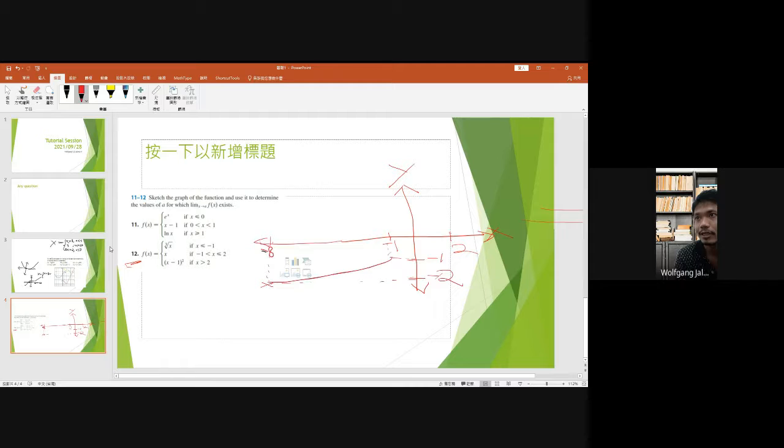It should be smooth, not a straight line, because it is a cubic root. And after that, between minus 1 and 2, we have something that is more or less like this. Sorry, my drawing.